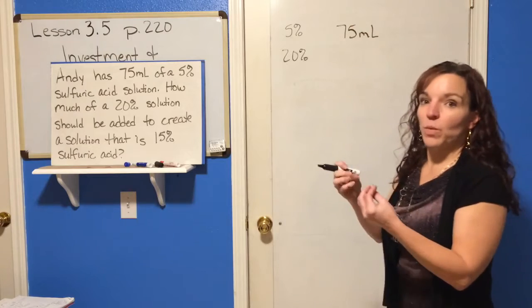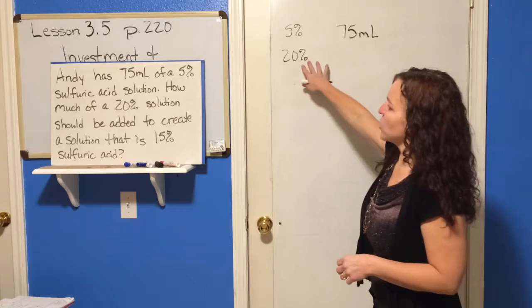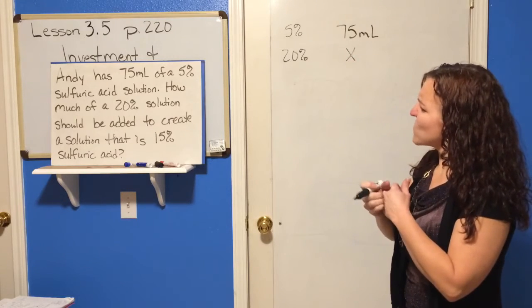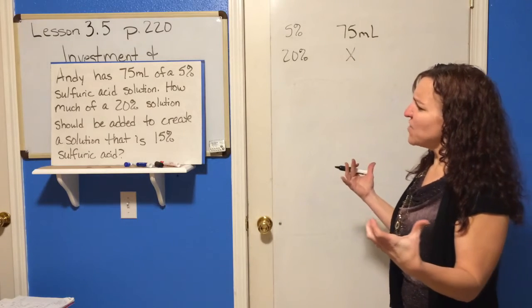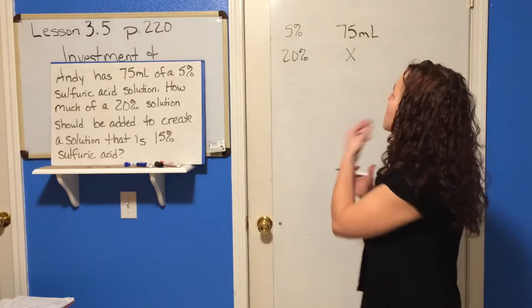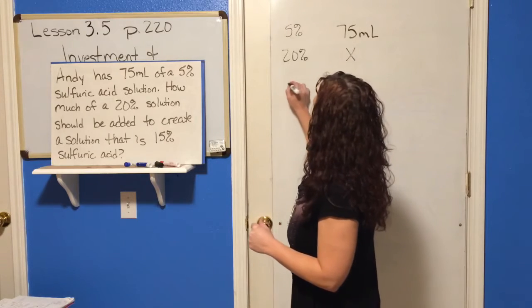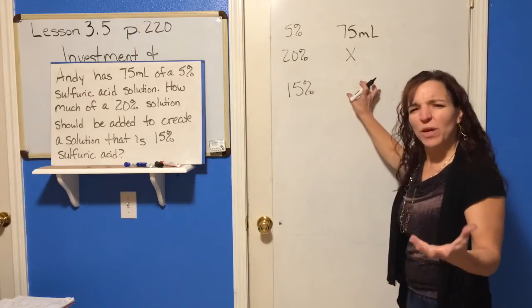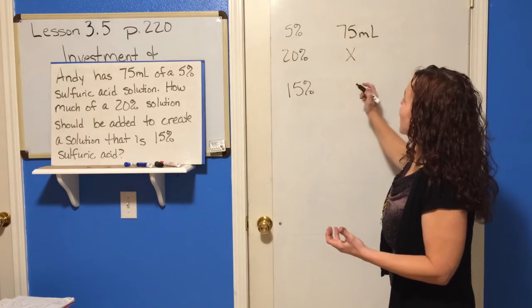That's how much of it we have. We're going to add how much of the 20% solution? That's what we don't know. We're going to add x. And we want a solution that is 15% of whatever we have. So what we want to end up with is a 15% solution. How much are we going to have of that? Well, that's going to be the 75 plus x.